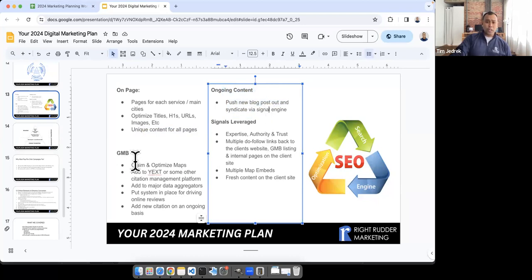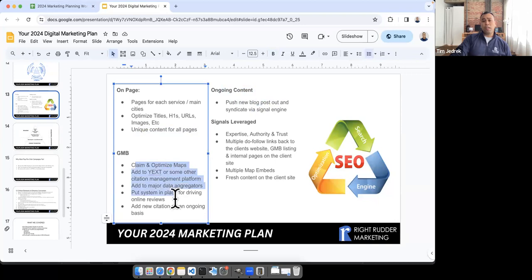Make sure you're pushing out blog posts every month through your website. Google Business and directory listings: making sure that you've claimed and optimized your maps. You also have submitted your business to data aggregators. Yext does a really good job of this, but I think Foursquare is a big one. There are a lot of aggregators that go to different directory listings.